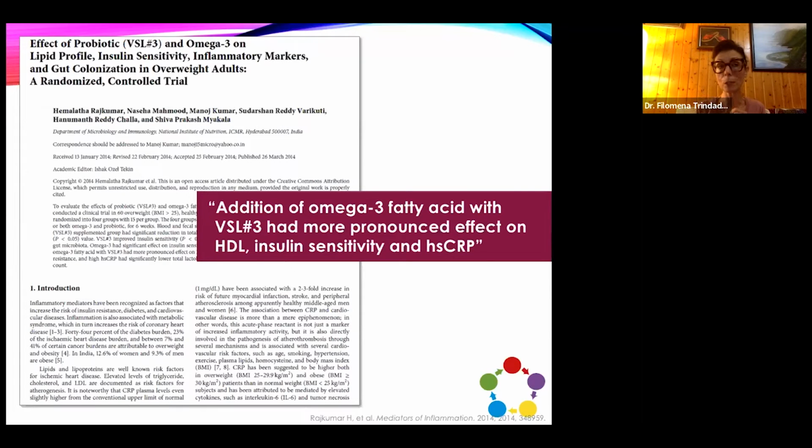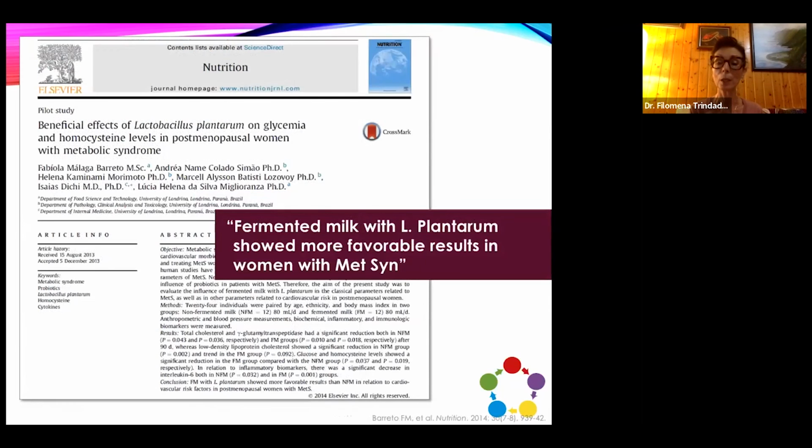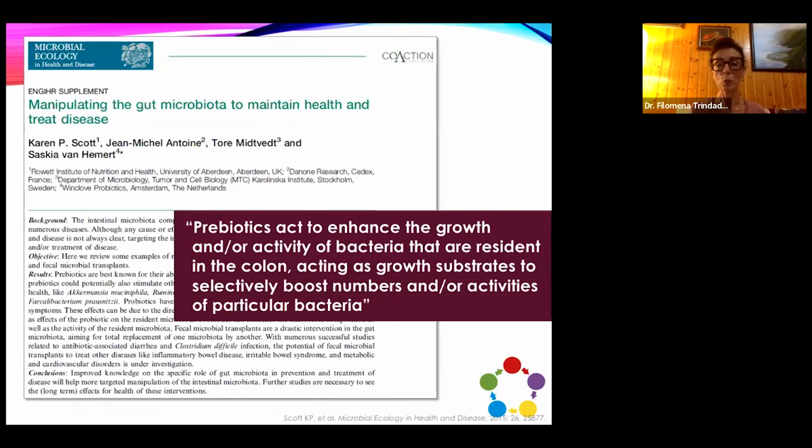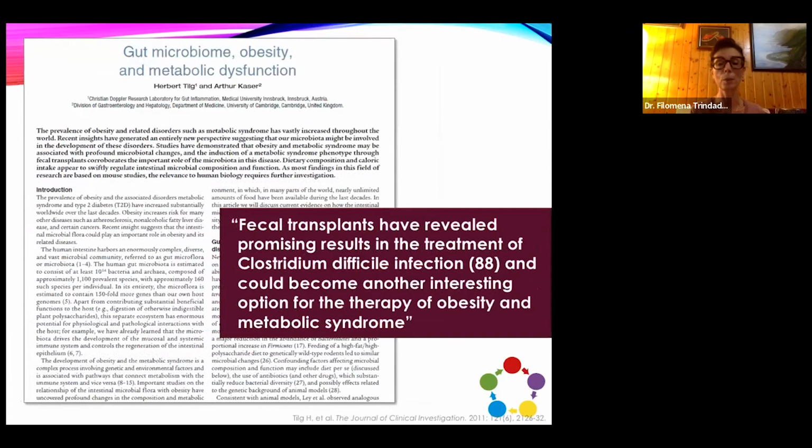The VSL number 3, now available as this biome, as I said, but the original studies were on VSL 3, has also been used a lot in inflammatory bowel disease, in particular ulcerative colitis. But now we're seeing studies of using it together, in this case, for example, with omega-3. This is a study on Lactobacillus plantarum that I had mentioned. And then we just know about the importance of prebiotics, and I wanted to give you a few different studies so that I wasn't just giving you one reference.